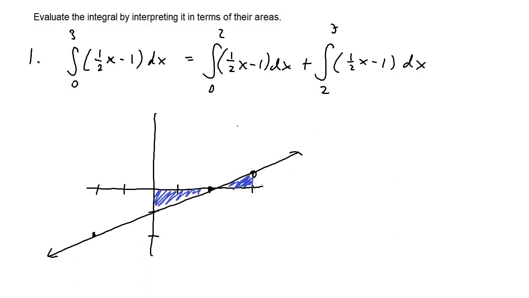Now let's go ahead and start with the integral from 0 to 2, so this section here. Now once again we're just going to use the area formula here for a triangle. It's going to equal 1/2 times the base here is 2, and then times the height, which is just going to be 1. 2 times 1 is 2, 2 times 1/2 is 1, so we get the area.